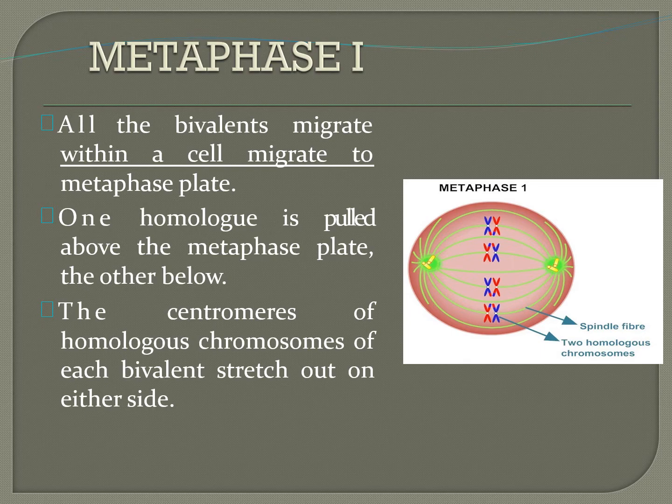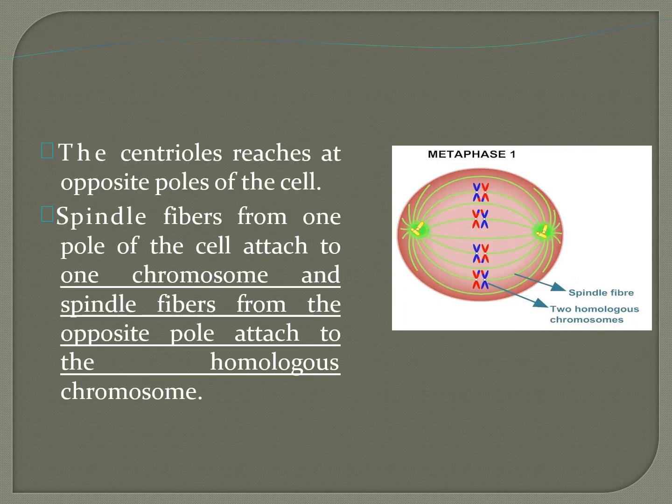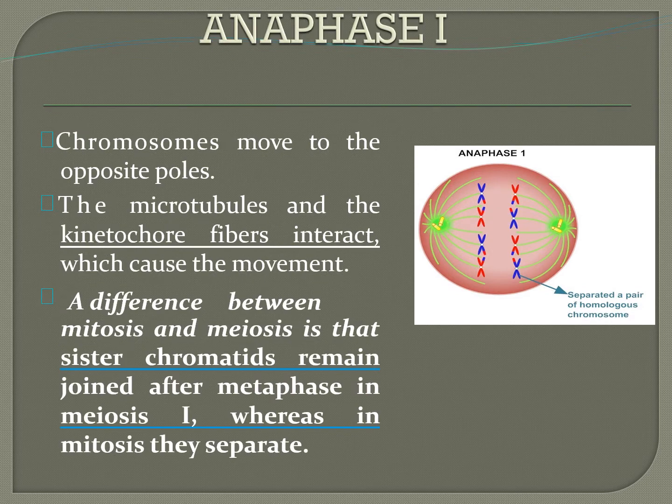In this stage, all the three types of the fibers, that is, continuous, chromosomal, and interzonal fibers, are visible in this stage of the cell division. Here in this diagram, we can clearly see that the centriole reaches at the opposite poles of the cell. Spindle fibers from one pole of the cell attach to one chromosome and spindle fibers from the opposite pole attach to the homologous chromosome. After metaphase first, the cell enters into the next stage of meiosis, that is anaphase first.